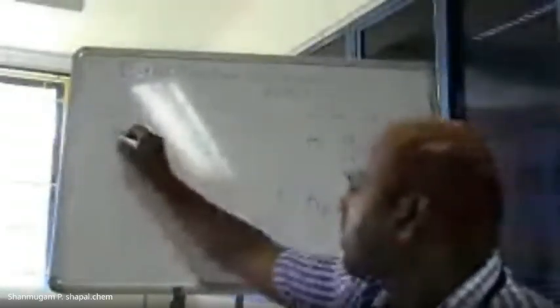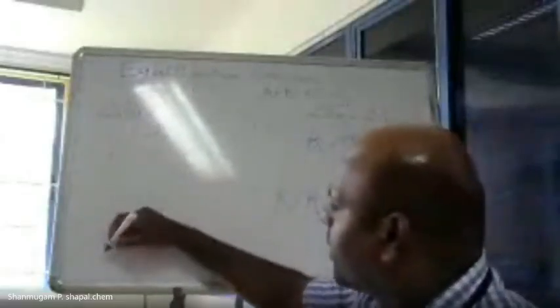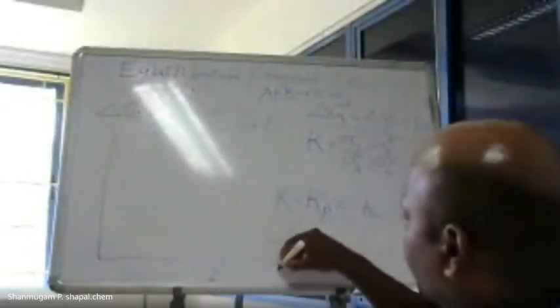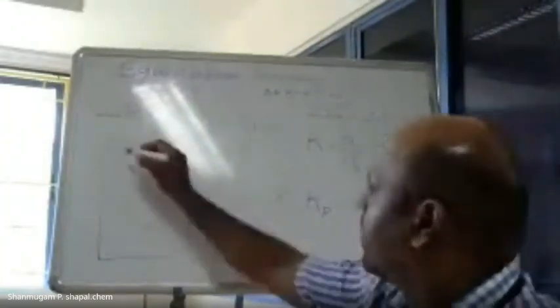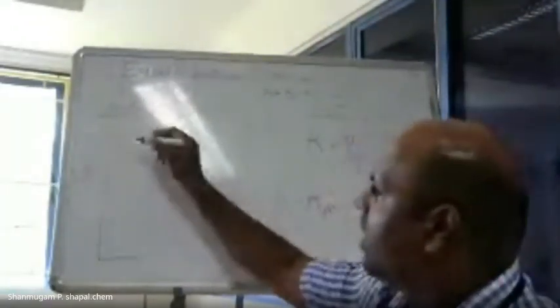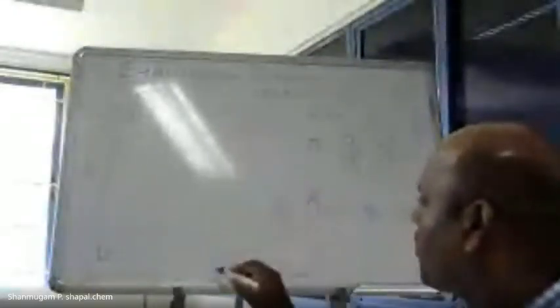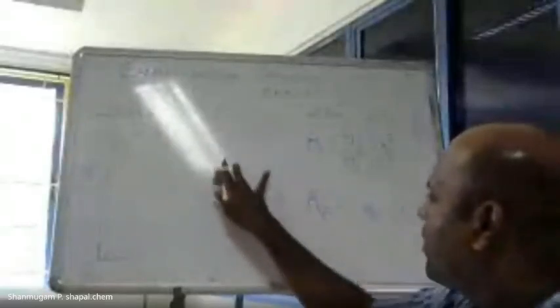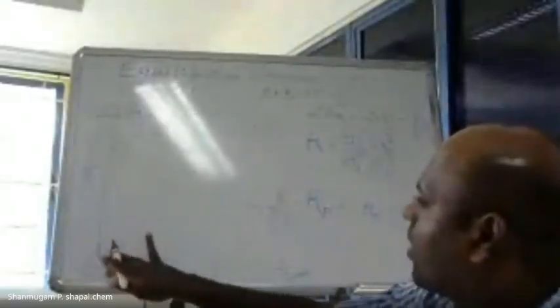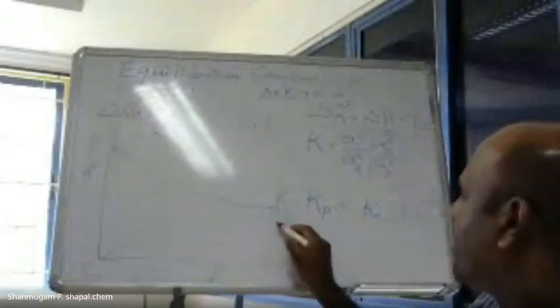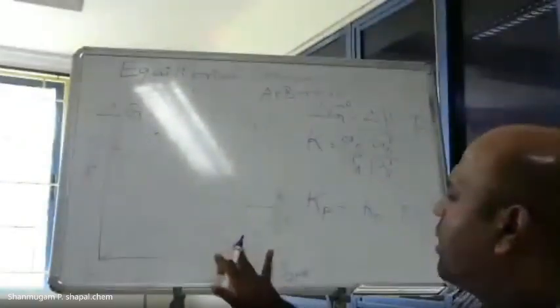Let me put a graph like this. We take time and we take concentration. We start with A, and R comes like this. So this is the equilibrium stage. At this point you reach the constant, so at this point you reach the equilibrium.